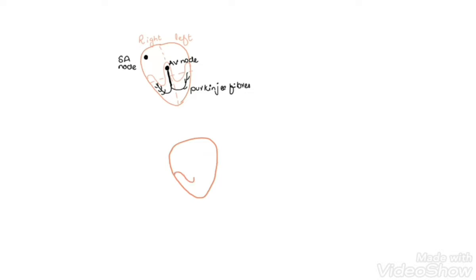If we consider the cross section of the heart, it will look somewhat like this with its four chambers, right and left atria and both the ventricles. It has a conduction system, as we all know: SA node, AV node, bundle of His, and finally the Purkinje fibers. The SA node fires the electric impulse, and that electric impulse depolarizes both the atria before depolarizing the ventricles.